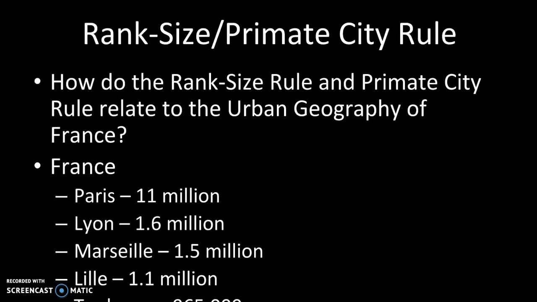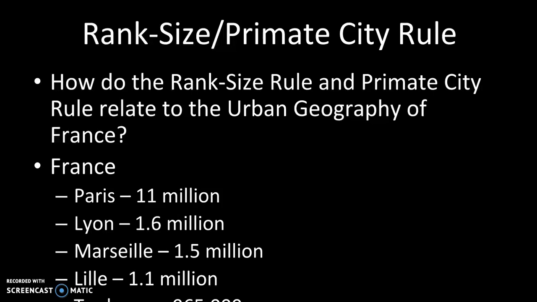So how do the rank size rule and primate city rule relate to the urban geography of France? Well, let's take a look at the cities. You can see Paris has 11 million people. Lyon is the second largest at 1.6 million. Marseille is the third at 1.5 million. Lille is the fourth at 1.4 million. And so what do we think? Is this rank size rule or is this primate city?